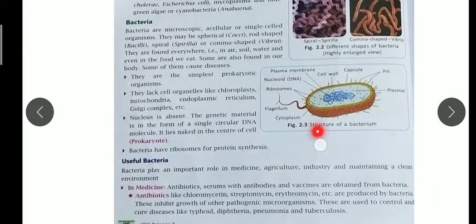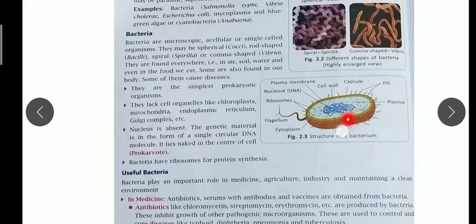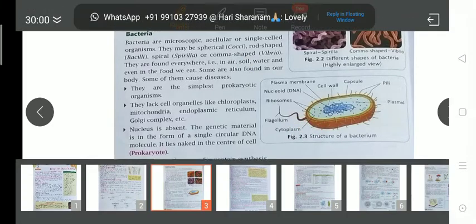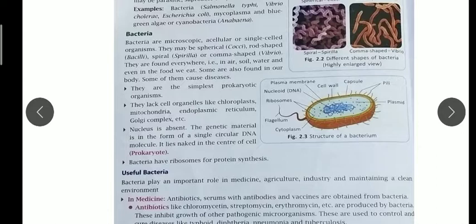In the picture you can see they do not have the nucleus. Their DNA is suspended in the cytoplasm. They have ribosomes, but they are present in the cytoplasm only. They do not have mitochondria, chloroplast and other cell organelles. They have flagellum, you can see. Through this flagellum or flagella, they show movement.